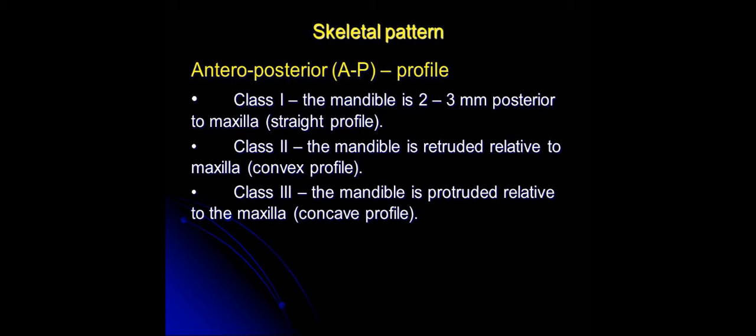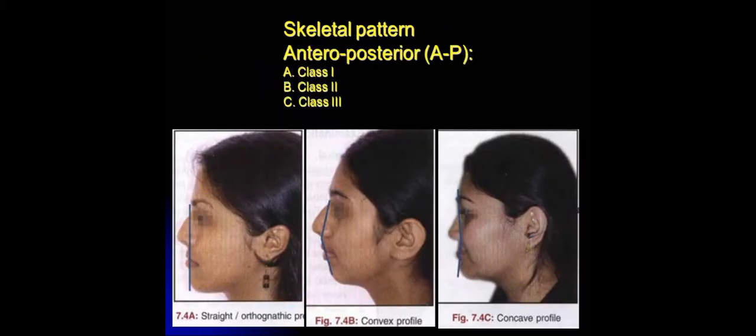Class 1. Mandible is 2 or 3 mm posterior to maxilla, straight profile. Class 2. Mandible retruded and or maxilla prominent, convex profile. And class 3. Maxilla retruded and mandible prominent, concave profile.